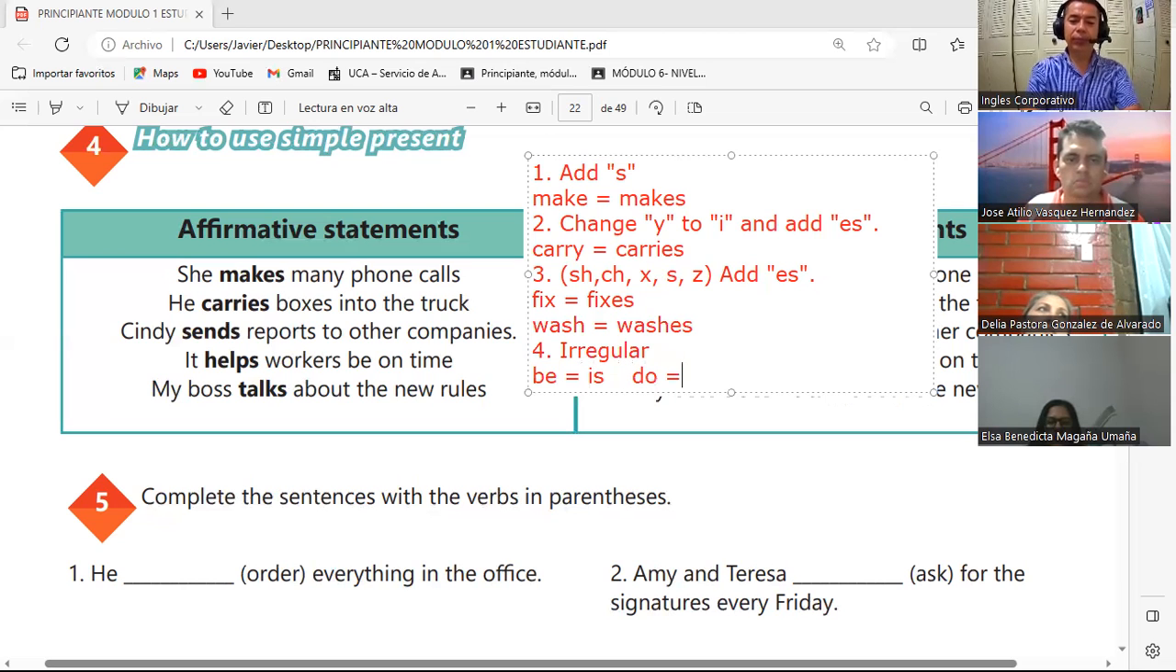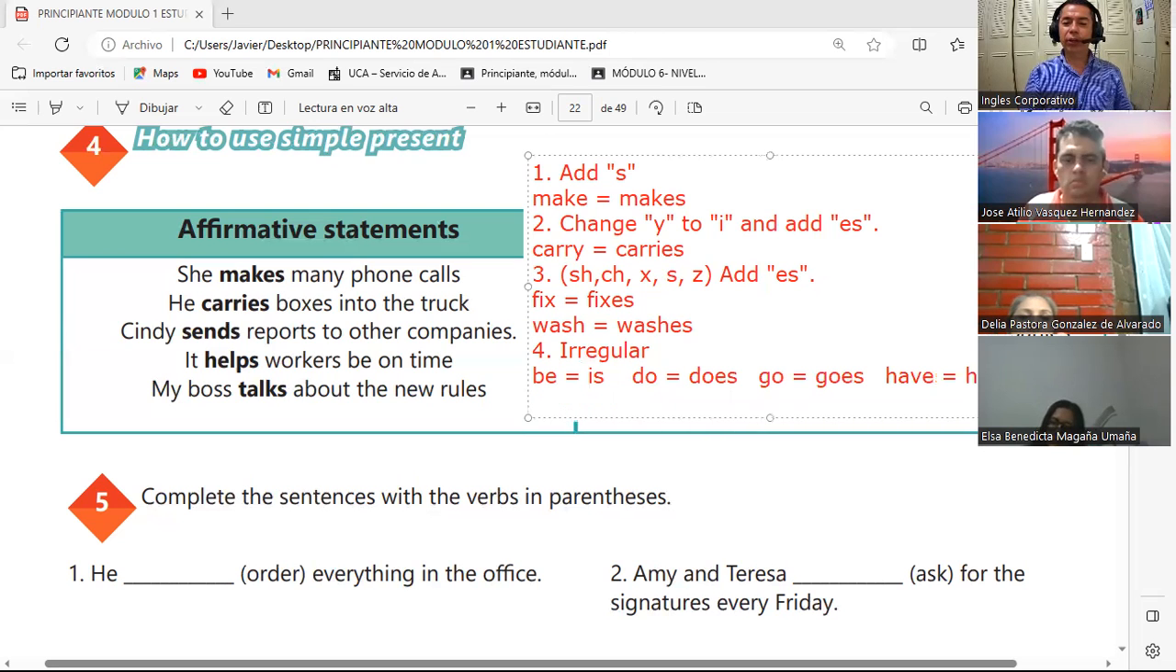Do, does. Goes, right? Has. Those are the irregulars. Estos son los que no tienen ley, sin reglas, irregular, right? Okay. Esto es lo que vimos ayer, ¿se recuerdan? When we have third person, she, he, or it, or singular, right? We add an S to the verb, ES, or in the case of irregular, we make this, right? Do, does, be, is, have, has, etc., etc., right?